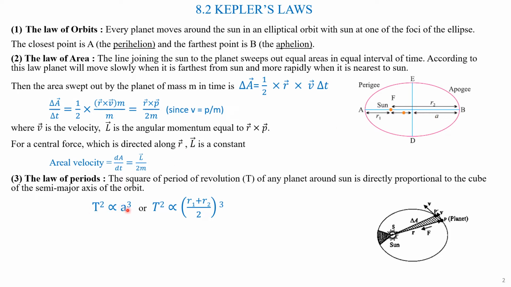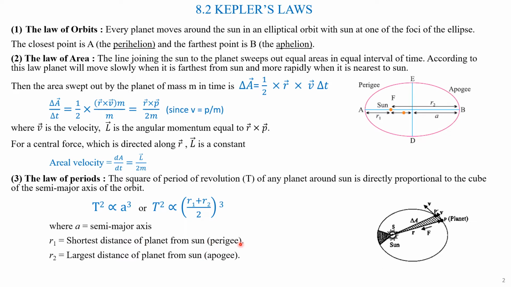So T squared is proportional to a cubed, or it can be written as T squared is proportional to (r1 plus r2) divided by 2, whole cubed. That is, a is equal to (r1 plus r2) by 2. Therefore, a is the semi-major axis, and r1 is the shortest distance of the planet from the Sun, and r2 is the largest distance of the planet from the Sun. This is shown here, as explained in this figure.